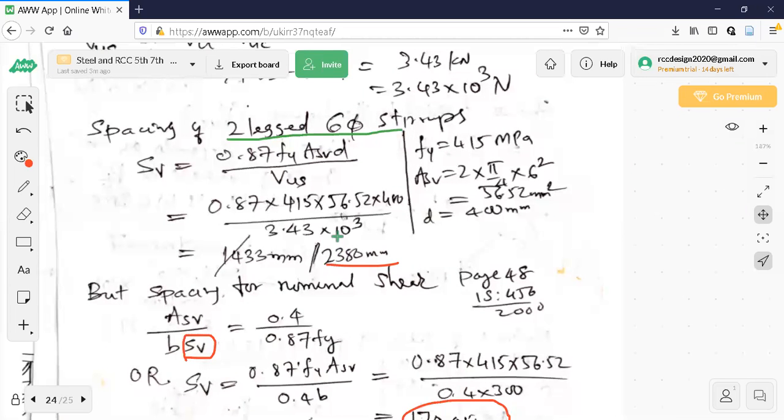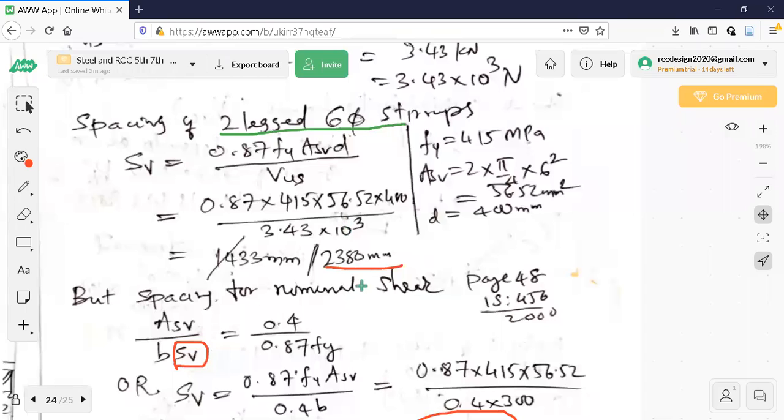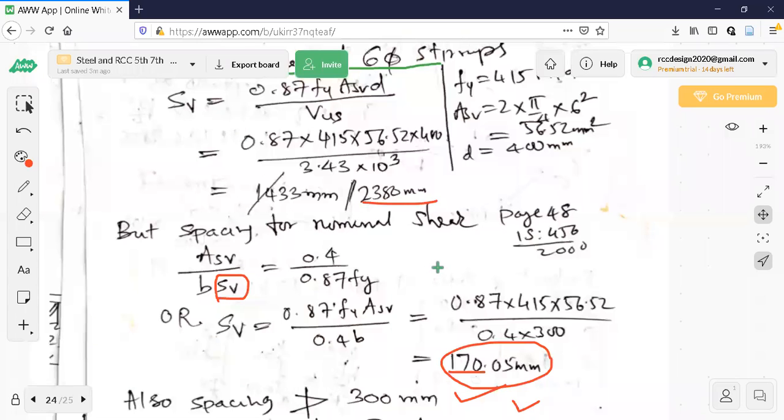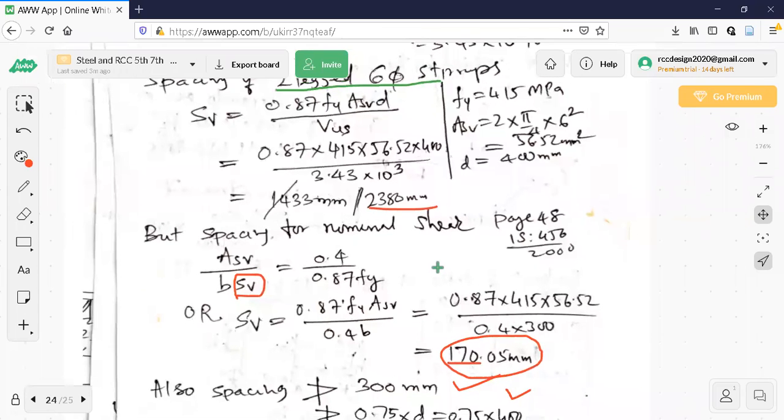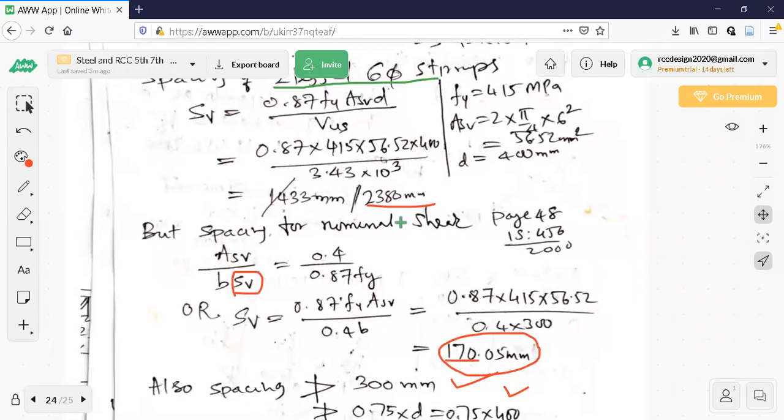You are having some problem with spacing? Is it related to spacing here? See, you can see here. First, use the usual formula given in page number 73. Find out SV. You are getting some number, let us say 2380. Is there confusion? Sir, the 0.87415 into 56.52, sir, where did you choose 56.52 from? Okay. You are asking this one.